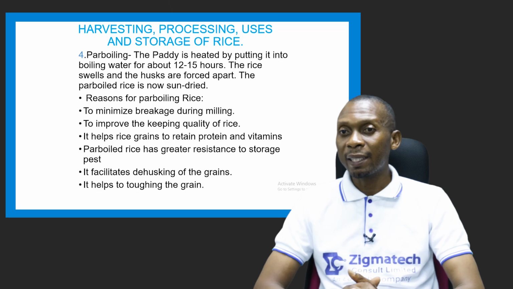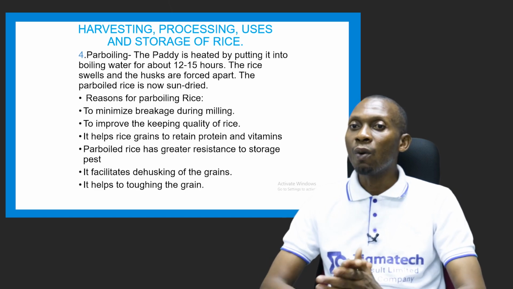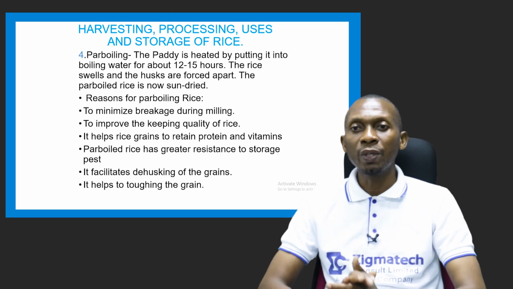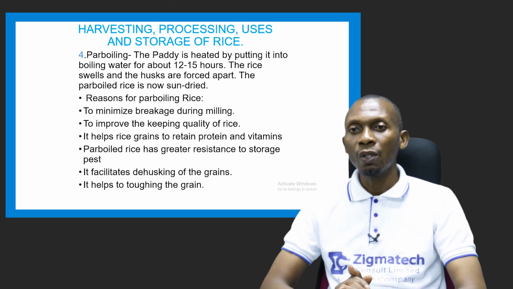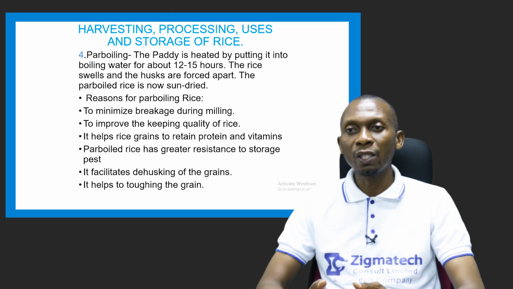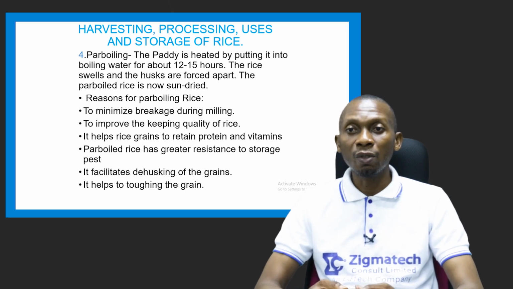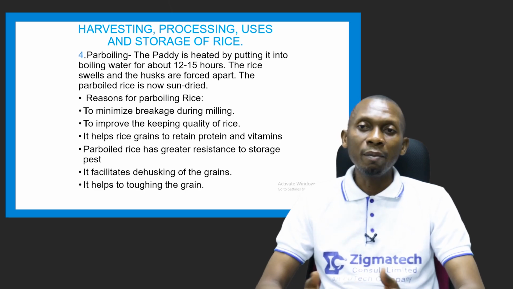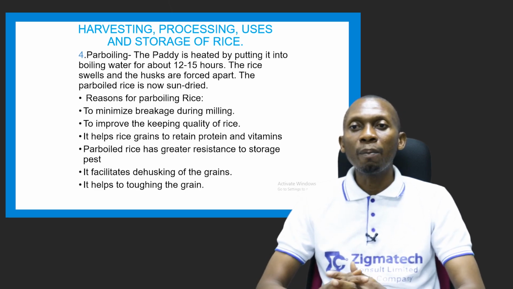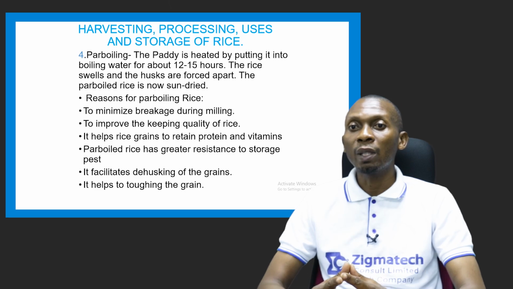The parboiled rice is now sun-dried. Now, why do we have to parboil rice? The reason is, one, to minimize breakage during milling. You know, the paddy rice is usually milled in order to get that fine grain that we usually consume. So in that milling process, if the paddy rice is not parboiled, it will break.